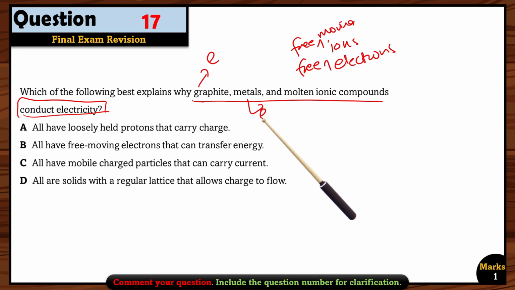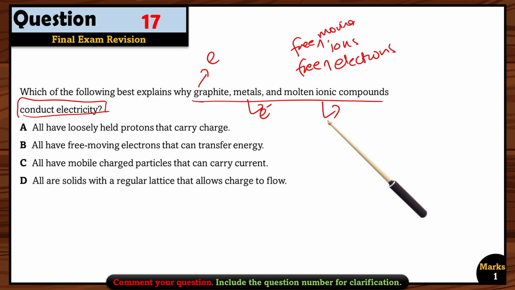Metals. Metals can also conduct electricity because they have free moving electrons. Free moving electrons are responsible for conducting electricity in metals. That's why metals and graphite, both in the solid form, can conduct electricity.